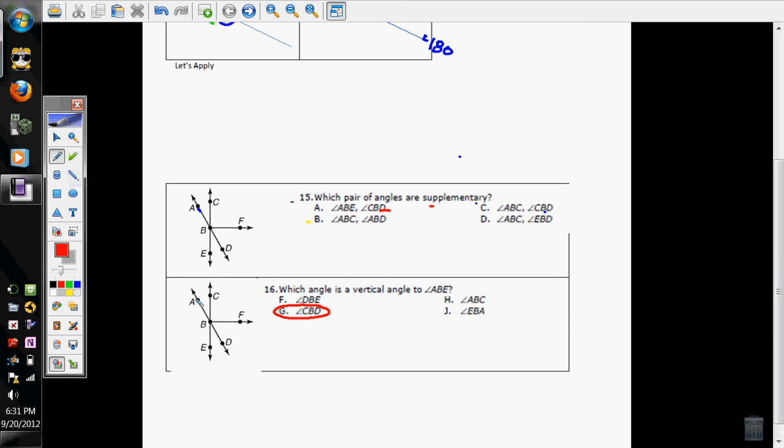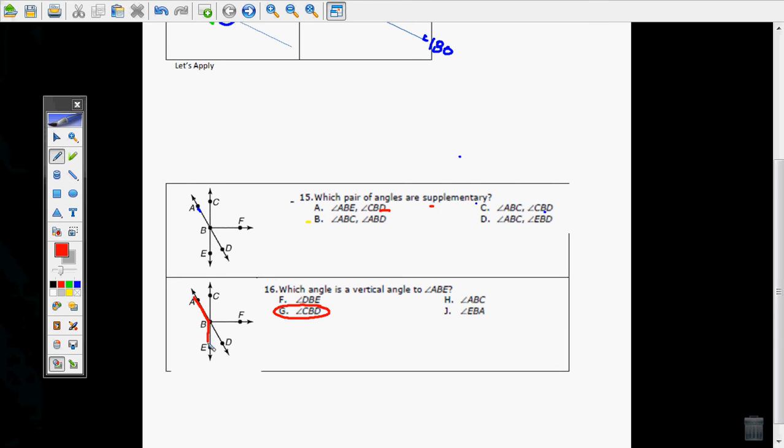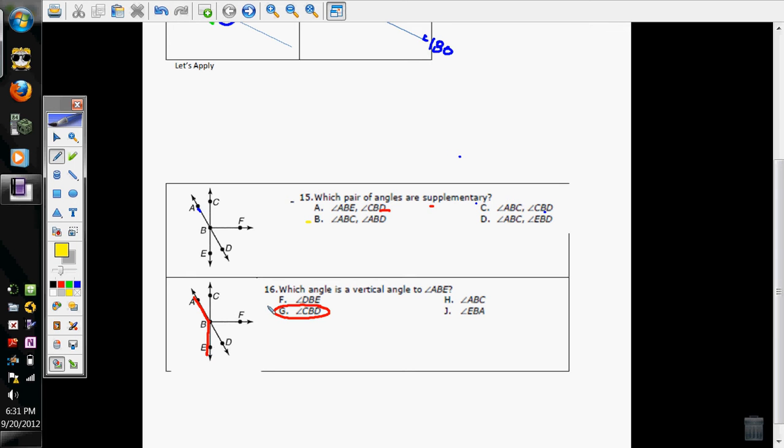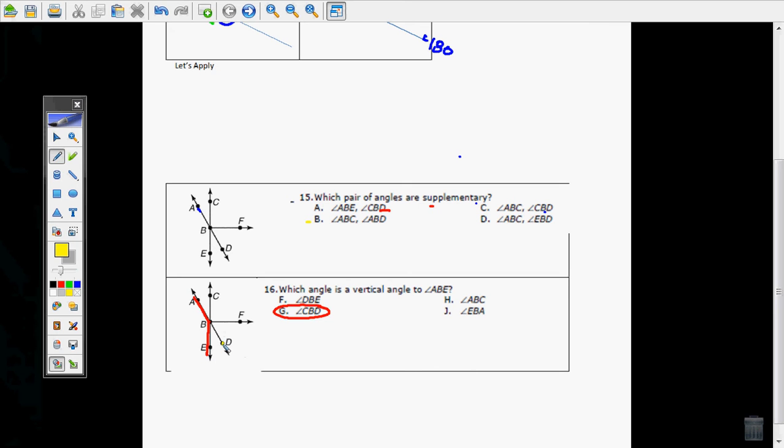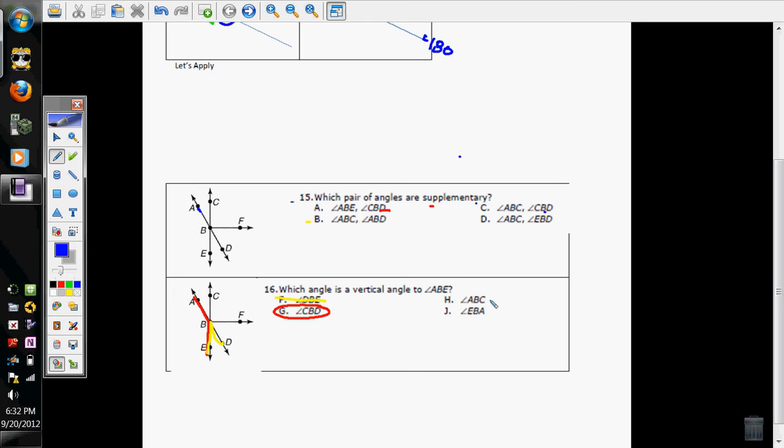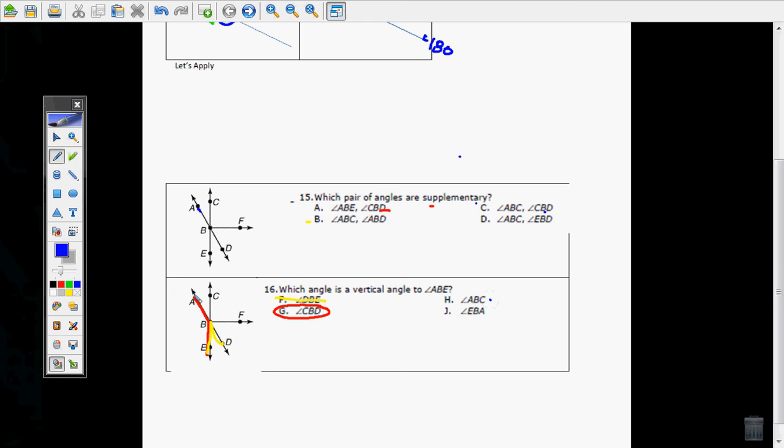We're looking at angle ABE and its vertical angle pair. So here's ABE. And let's look at all the other answer choices. Let's compare that to DBE. So DBE, nope, that's not the right one because that looks like a linear pair. Now let's compare it to ABC. ABC, that is also a linear pair with ABE, so that's not right.